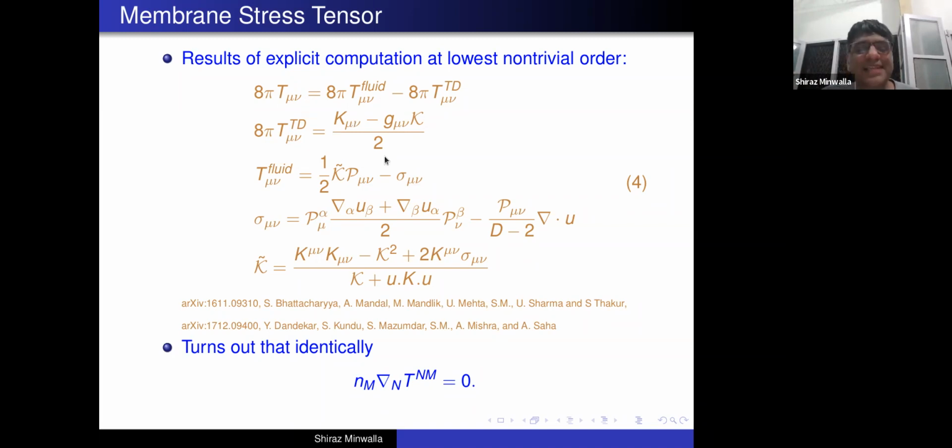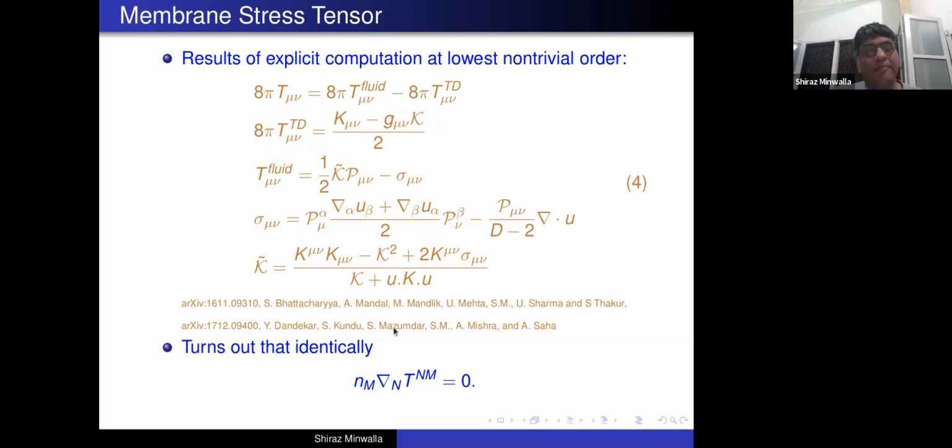The fluid stress tensor, on the other hand, takes the following form. It's given by kappa tilde times the projector orthogonal to the membrane velocity u mu, minus a shear tensor. The shear tensor is given by this structure, and kappa tilde is defined in terms of extrinsic curvatures by this structure. It looks a bit complicated, but I'll unpackage parts of it for you as we go on.